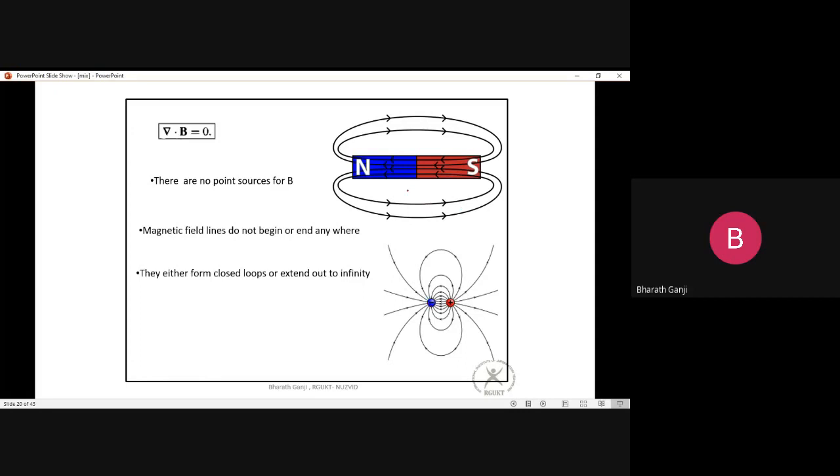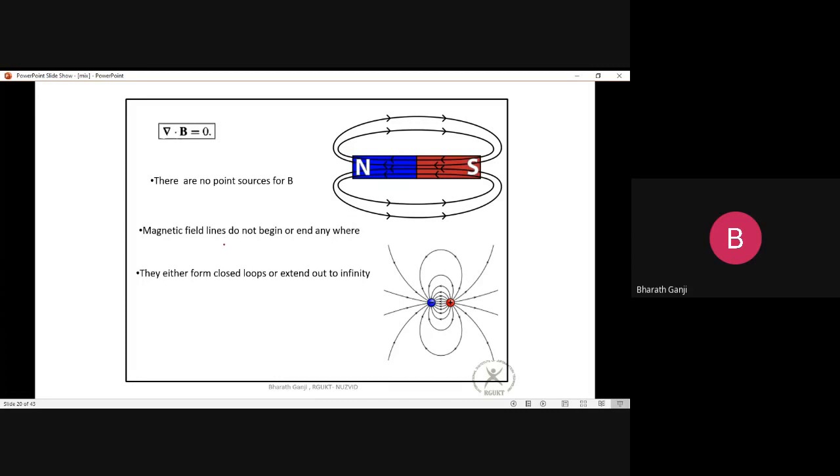It doesn't say that field lines always go outward from the north pole, because you can see inside the magnet the field lines are coming into the north pole. Okay, so outside the dipole definitely the field goes from north to south, but inside the dipole the field goes from south to north again.